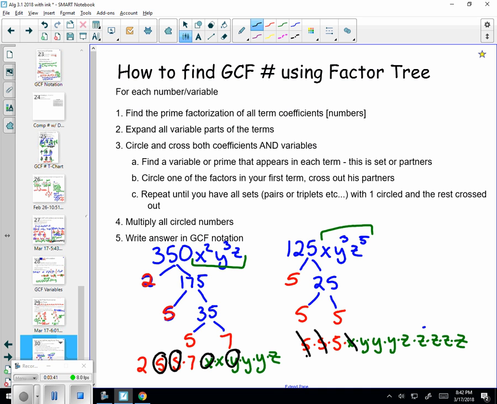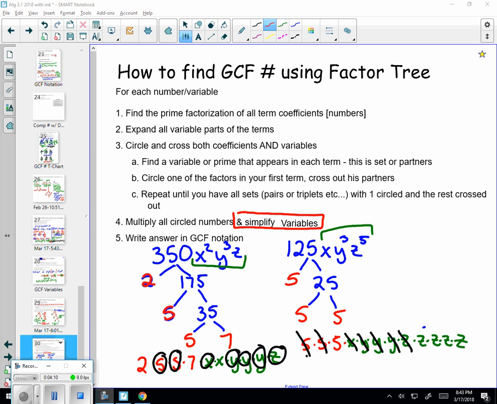I'm going to circle a Y and cross out his partner. Circle a Y and cross out. Circle a Y and cross out. Circle a Z and cross out. The last step is multiply all of your circled numbers and write the answer in GCF notation. We also need to multiply our variables. In other words, we need to put them in simplified form.